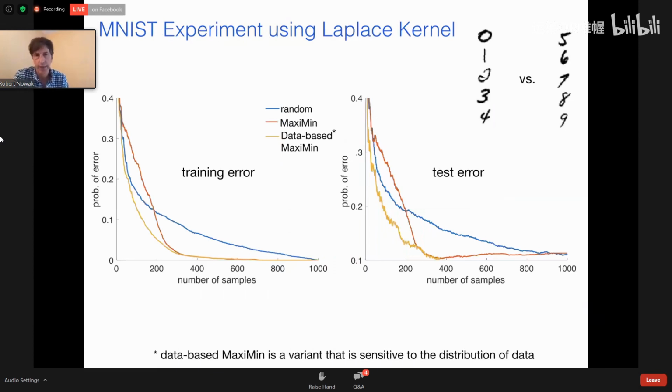And here's a real data experiment, again looking at MNIST, the handwritten digit data set. What I'm showing is training and test error for random, or passive, learning in blue, and then maximin in red and orange. This data-based maximin is just a variant of maximin that's a little bit more sensitive to the data distribution, and that can improve the performance of the maximin criterion in active learning at earlier stages in the learning process. But the takeaway message here is that this test error improvement is pretty large: a 3x to 4x improvement, meaning three to four times fewer samples needed to learn a good classifier using this active learning approach relative to standard passive learning.